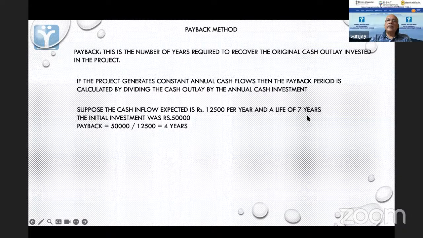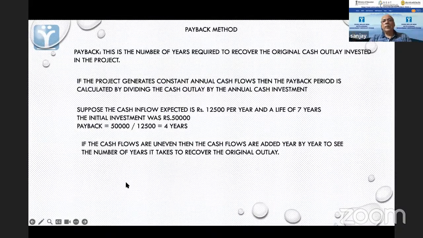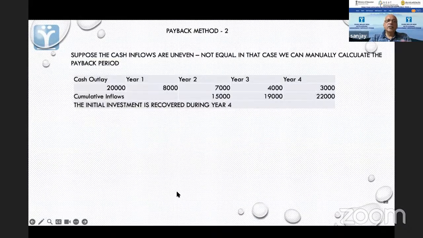This project has a life of 7 years. For the next 3 years, the money I make, that 12,500 every year, is going to be my profit. Here, I'm not concerned about time value. This is an older method. This is a method which a smaller business can use if it's interested in just understanding how long it's going to take to get its money back. That is the only point being considered.